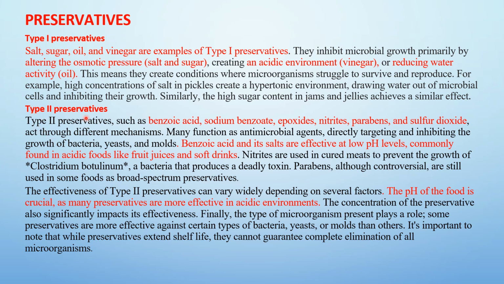Next we will see about the type 2 preservatives. Like how we saw some of the type 1 preservatives, in type 2 I would like to mention some, like benzoic acid, sodium benzoate, epoxide, nitrites, parabens and sulfur dioxide. Benzoic acid, as it is an acid, is used for acidic foods like soft drinks and fruit juices. Nitrites are salts, used in saltpeter curing methods. Parabens are not only used in food but also in cosmetic products, and they are a bit dangerous for human beings.